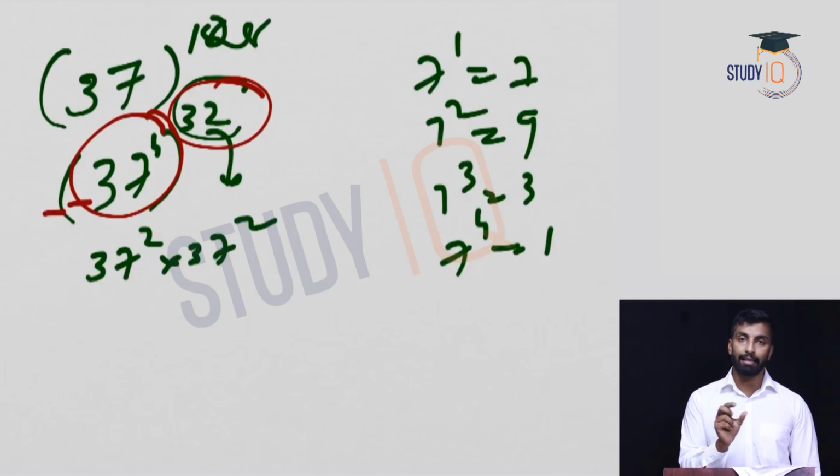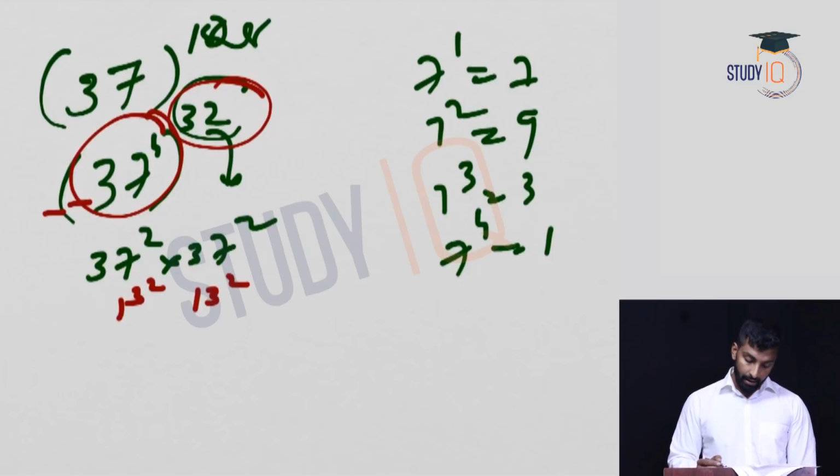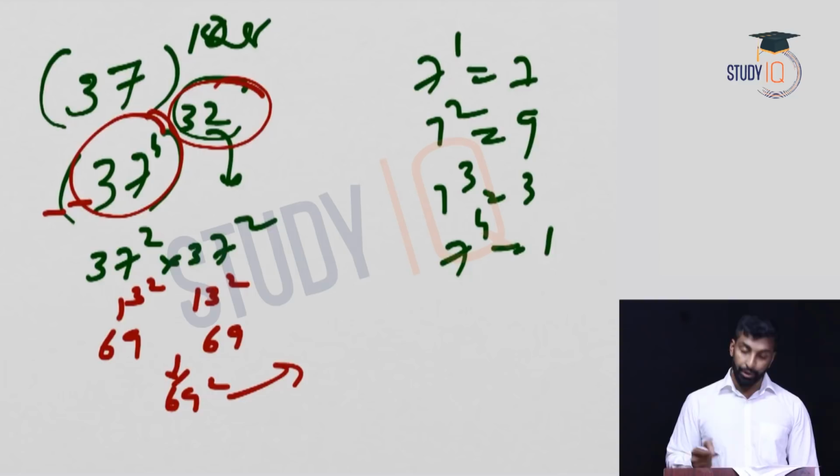So that is a bigger number. I need the last two digits only. So 37 square, 37 square. I don't know what is 37 square. I know what is 13 square, right? I'll write it as 13 square. This is also 13 square. So this is nothing but 169. So I'll write it as 69. I'll write it as 69. So this becomes 69 square. I don't know what is 69 square, but I'm sure that 69 square last two digits will be similar to 19 square, right? So what is 19 square last two digits? It is nothing but 61.